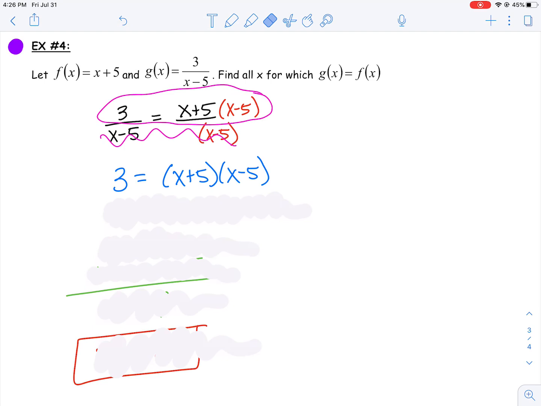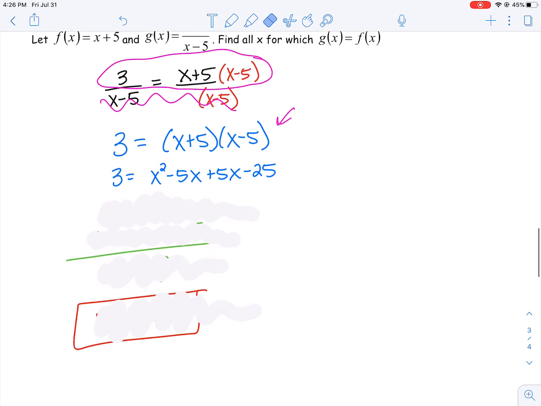Now I have the new equation, just looking at my numerators, that 3 equals x plus 5 times x minus 5. I'm going to go ahead and solve this by getting rid of those parentheses. Be careful not to call this a perfect square. It's not the same thing twice, so you can't call it something squared. But what I can do is FOIL that.